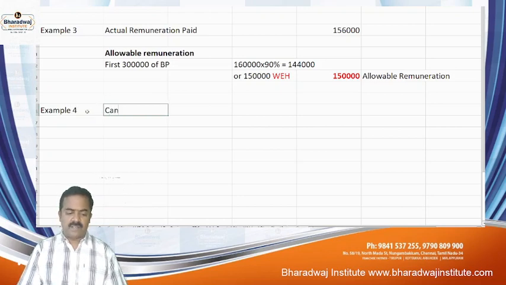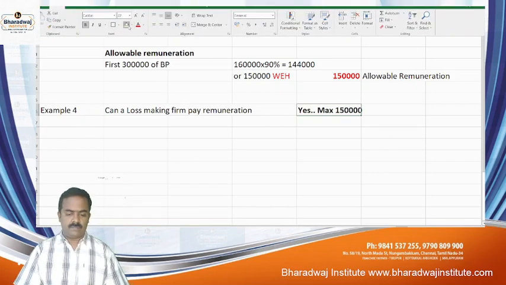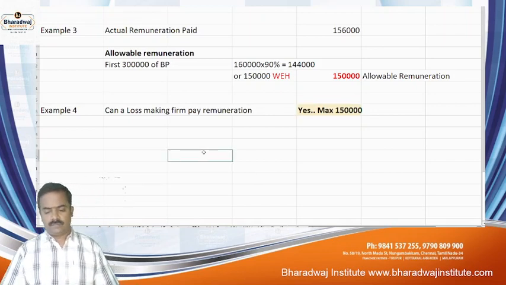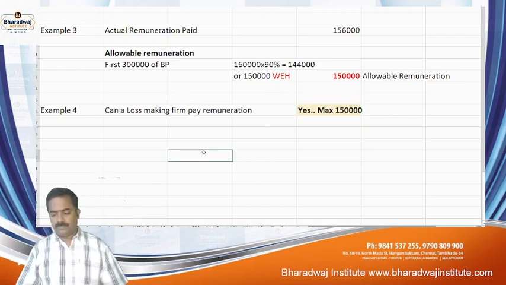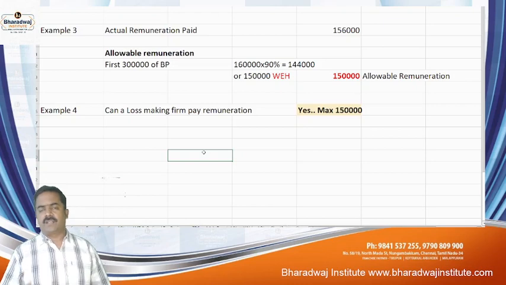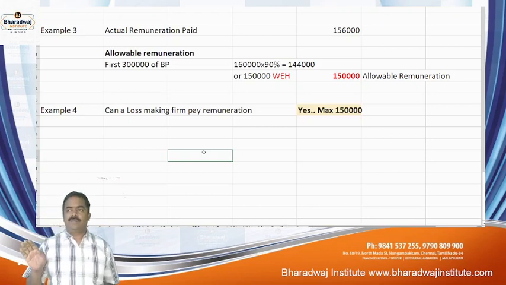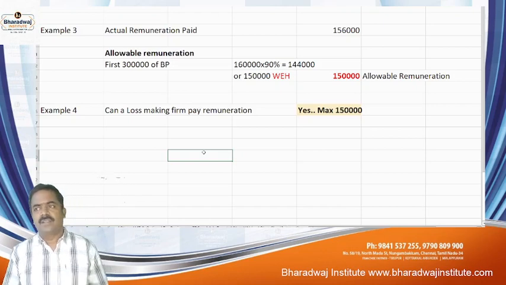Example 4, the question is very simple. Can a loss-making firm pay remuneration? Yes. Maximum how much? 1,50,000. Only two parts are different. Interest on capital up to how much is allowed? 12% is allowed. More than 12% is not allowed. But in case of a partnership firm, partner salary is allowed based on what? Book profit. Based on the book profit.